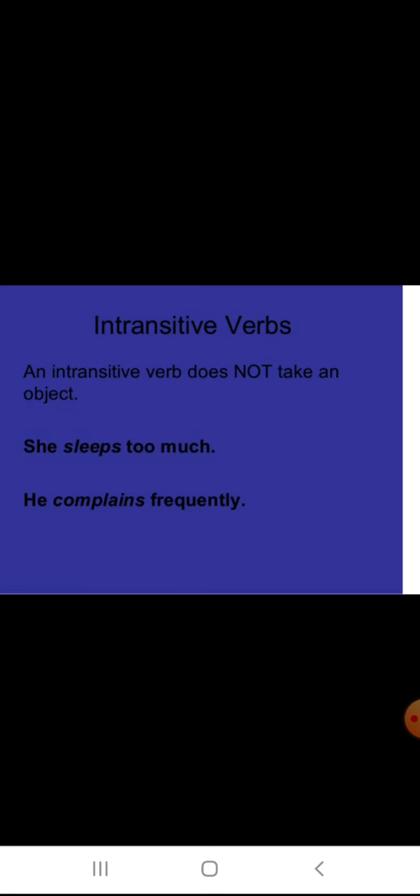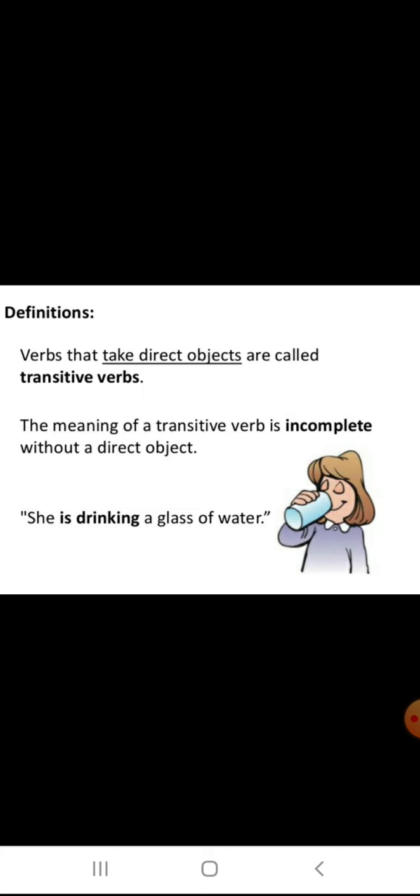Now let us read about the intransitive verbs. An intransitive verb does not take an object. She sleeps too much. He complains frequently. Now let us revise transitive and intransitive verbs. Verbs that take direct objects are called transitive verbs. The meaning of a transitive verb is incomplete without a direct object. So we can find an object with the transitive verb. For example, she is drinking a glass of water.